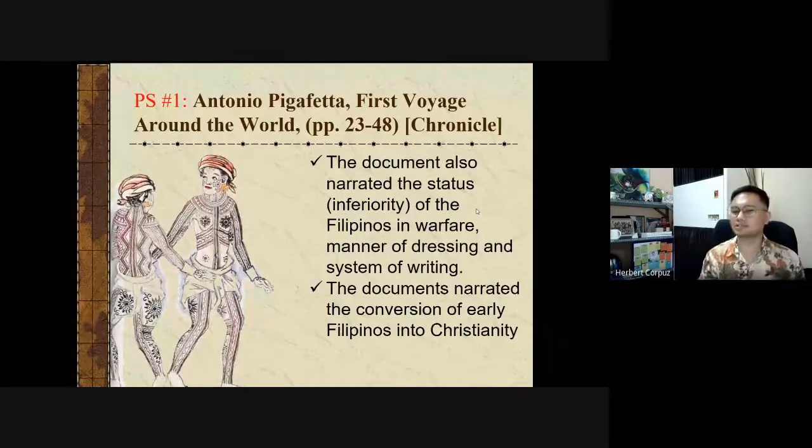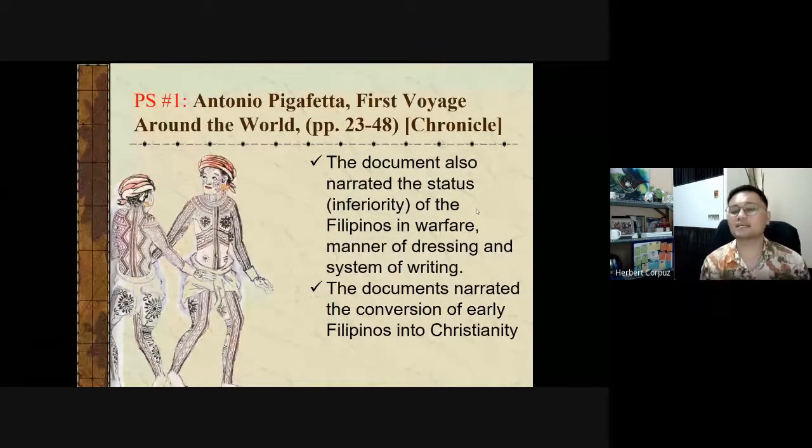Please take note also na maaaring itong description ni Pigafetta because Pigafetta came from a 16th century Europe na medyo advanced na sila, na medyo may gamit ng metal. Sa Pilipinas, wala pa tayong masyadong ganoon. Kaya siguro ito ang kanyang tingin.